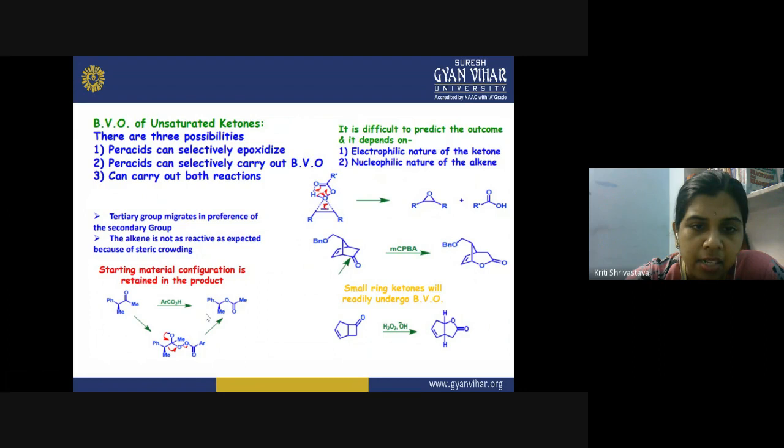Then the starting material configuration is retained in the product, which we have already seen. The reaction proceeds with retention of configuration. And small ring ketones readily undergo the Baeyer-Villiger oxidation. Why? Because that imparts extra stability to them, since an extra oxygen is now added to the ring and the ring strain is relieved. So small ring ketones readily undergo the Baeyer-Villiger oxidation.